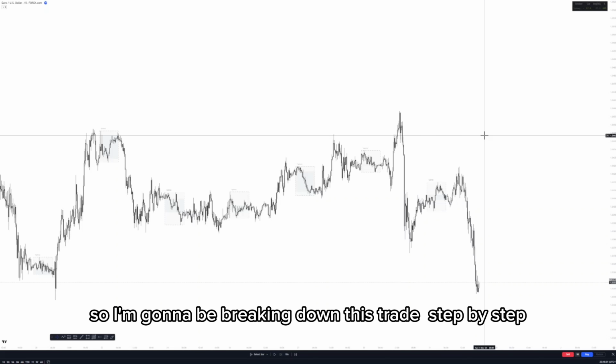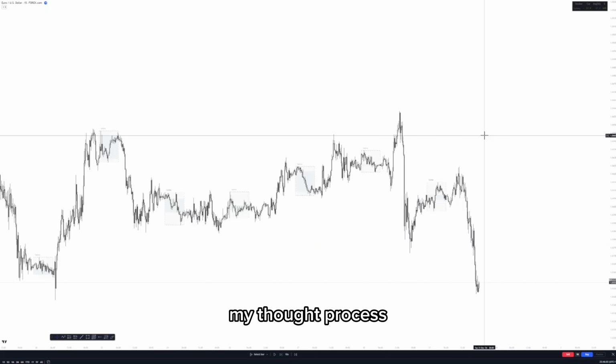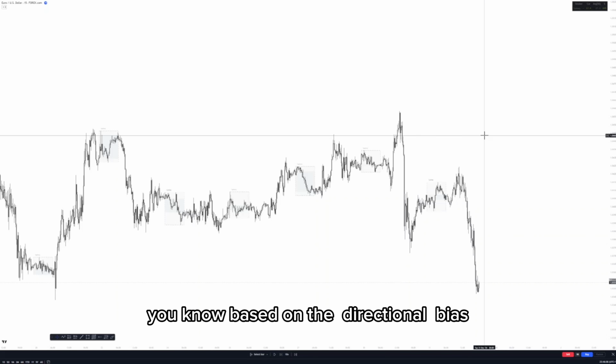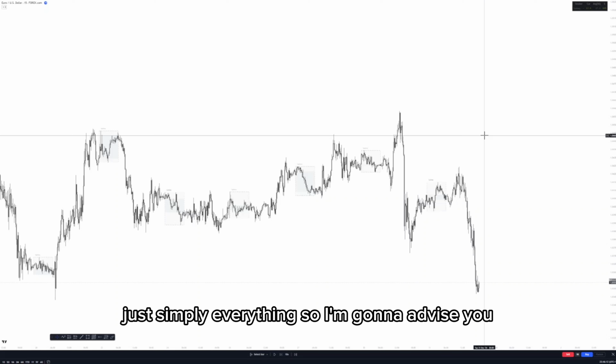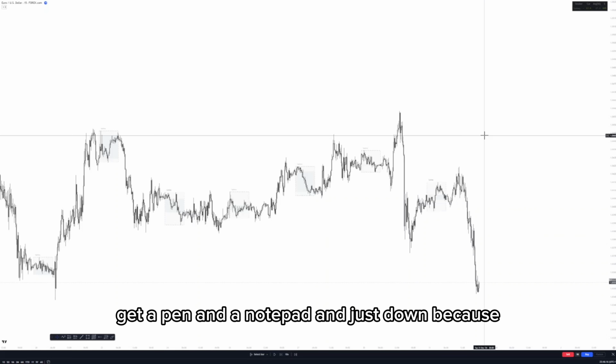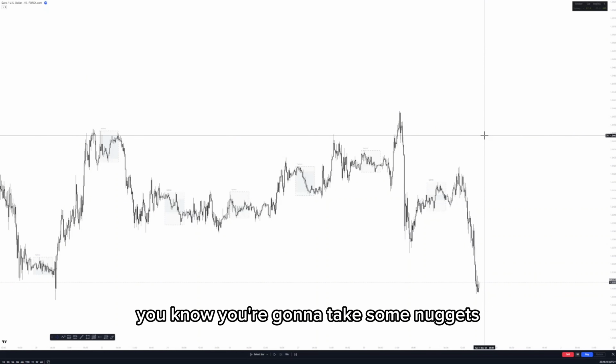Today we're gonna be doing a breakdown of a trade I took. I'm gonna be breaking down this trade step by step, my thought process, based on the directional bias, my area of liquidity, and the model I use, and how I entered, managed, and just simply everything. I advise you to get a pen and a notepad and jot down, because you're gonna take some nuggets. You're gonna get some knowledge from this.